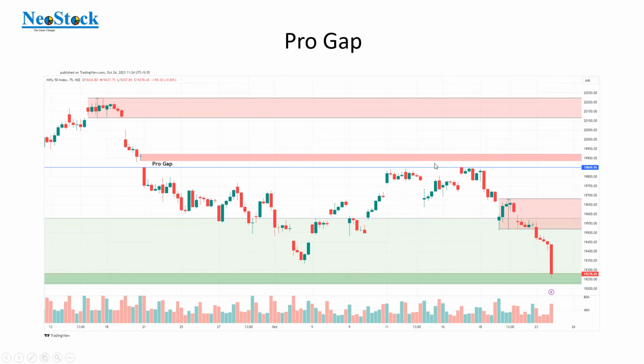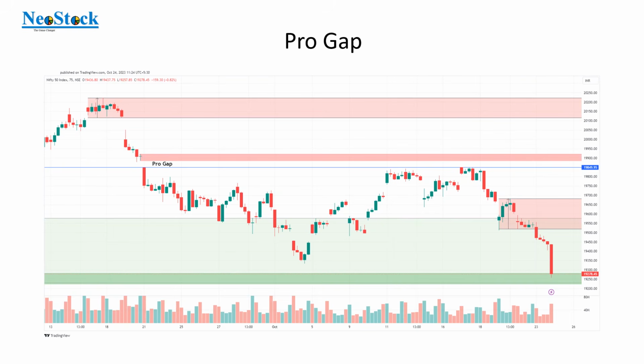That means when there is a professional gap, your target is not the zone low of the supply zone. Your target should be the professional gap area. When prices are just about to enter into the professional gap, you need to book your profit. These are the two important points you should understand about professional gap.